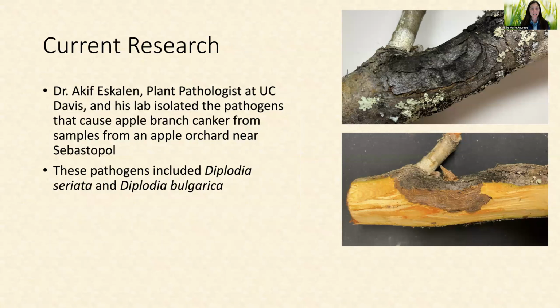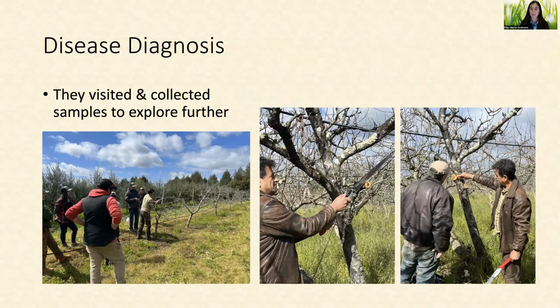They isolated the pathogens that cause apple branch canker from samples from an apple orchard close to Sebastopol. These pathogens actually included a couple of pathogens that we have not found yet in the United States, including Diplodia seriata and Diplodia bulgarica. So they're the first scientists in the United States to find these pathogens in apples in our region. From there, they visited and collected samples to explore this further and really confirm that this is what we're working with.